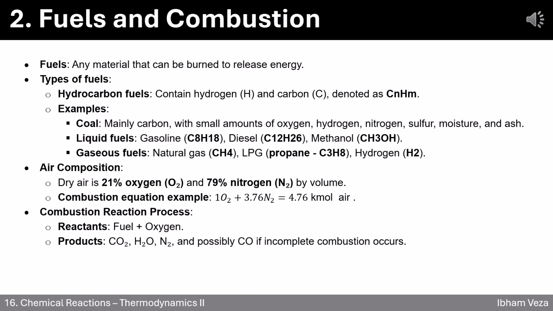Next, we need to understand air composition. Combustion happens with oxygen, but in air, oxygen is only 21%. The rest, about 79%, is nitrogen, which doesn't react, but affects the combustion process. That's why, in calculations, we often use the ratio of O2 to N2 as 1 to 3.76.